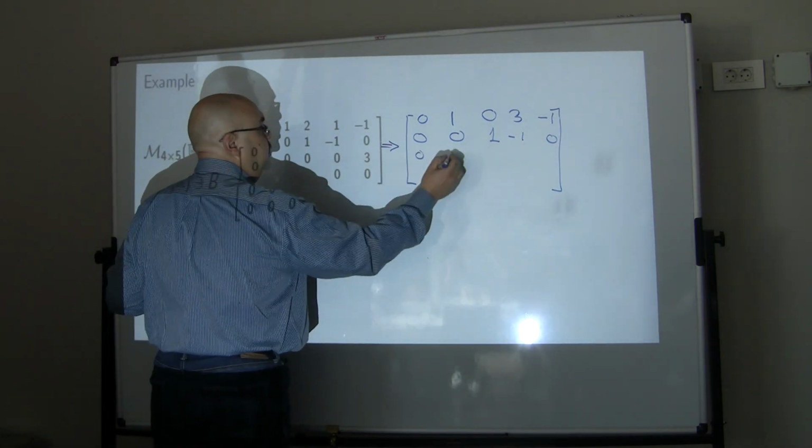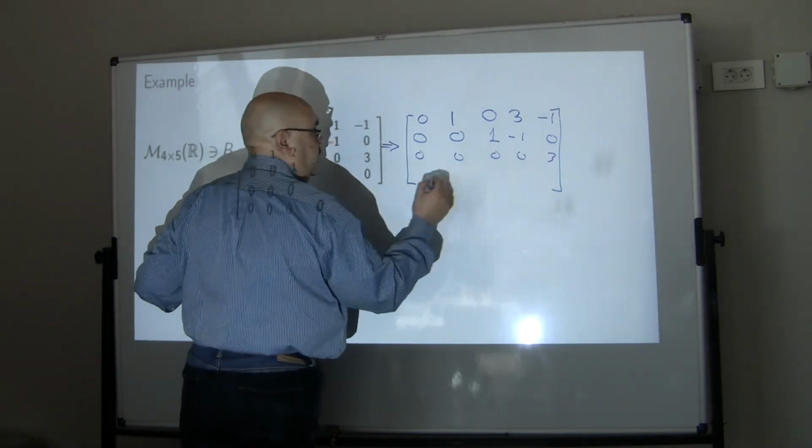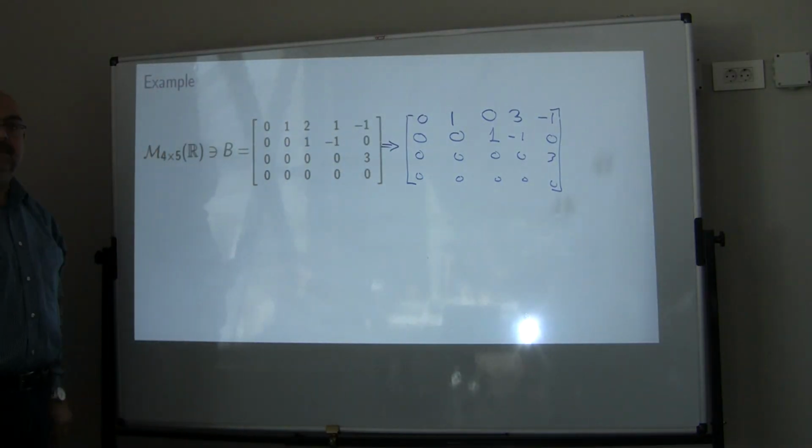I will complete it. So it's 0, 0, then 0, 0, then 3. The last row is zeros. This is done. This is for the second matrix.